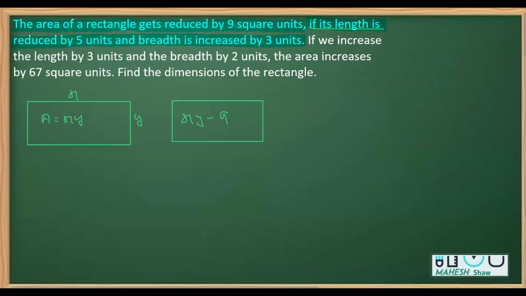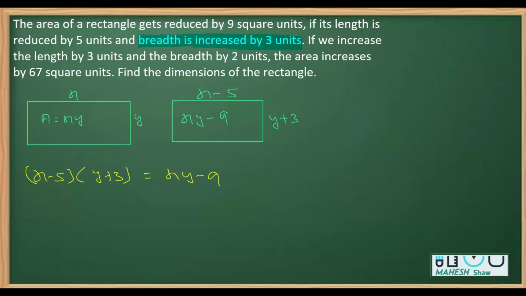Reducing the length by 5 units means the new length is x minus 5, right? And the breadth, or the width, is increased by 3 units, so the new width is y plus 3, as it is increased. So the new length, x minus 5, multiplied by the new breadth, y plus 3, is equal to the new area, that is xy minus 9.